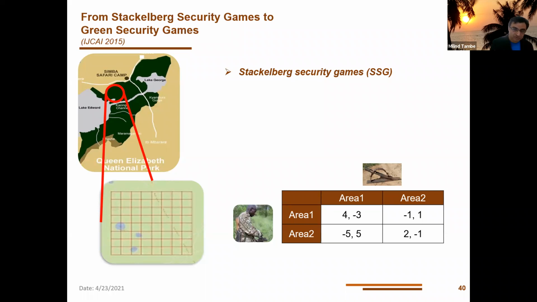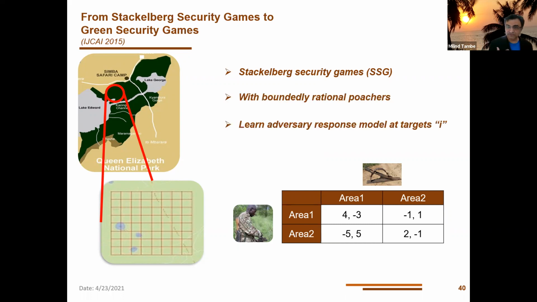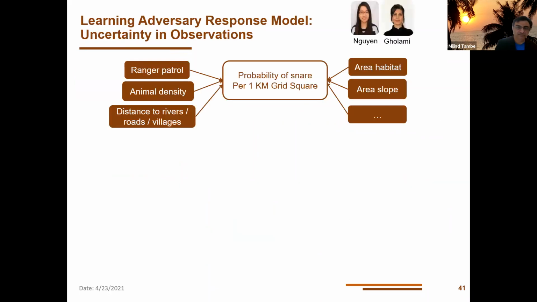Past work focused in counterterrorism has focused on adversaries who are extremely strategic. Here we are working with boundedly rational poachers. And so we're going to use their past activities, where they have placed their traps, in order to learn their response model: if you patrol a certain target with a certain frequency, how will the poachers react? So we have past data from which we are going to learn this model.